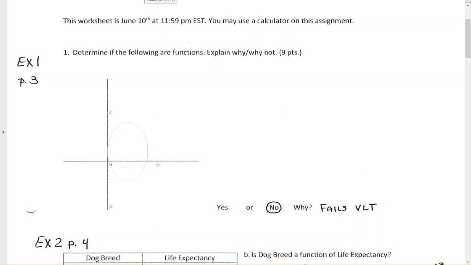I'm going to post the answers to this worksheet, but I also wanted to talk through some of these problems and show you where they came from in your note packet. So for the first question, this was example 1 on page 3: determine if the following are functions, and then explain why or why not. Some of you just circled yes or no, and then that was it.